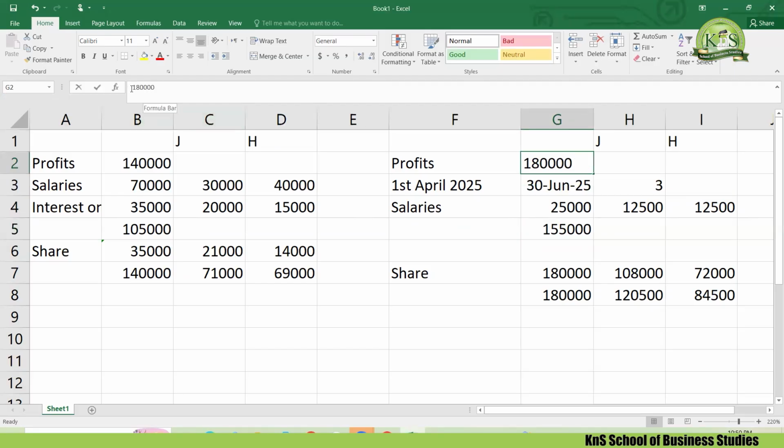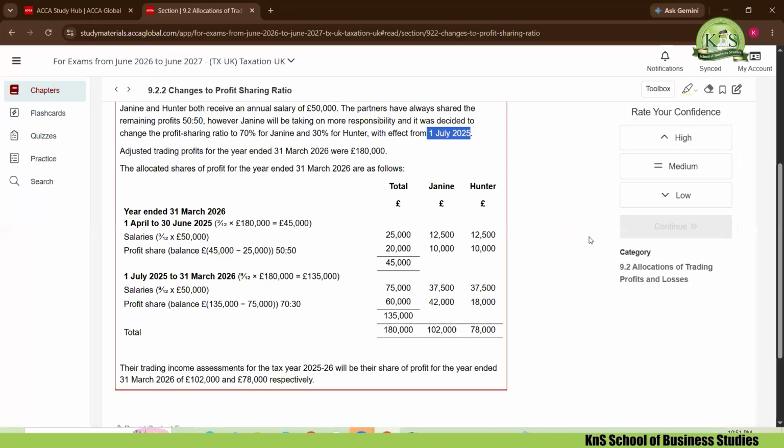Let me make it easier. Let's do it like this. 180 divided by 12 multiplied by 3. Okay, so this goes fine. So 45,000 is the tax adjusted trading profits for 3 months. Both of the partners were getting 50,000 of the income, so 50,000 has also been divided into 3 months. So 25,000. Now this is the 20,000 that is remaining, which will be apportioned 50-50.